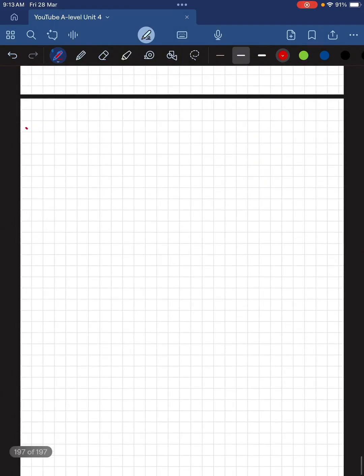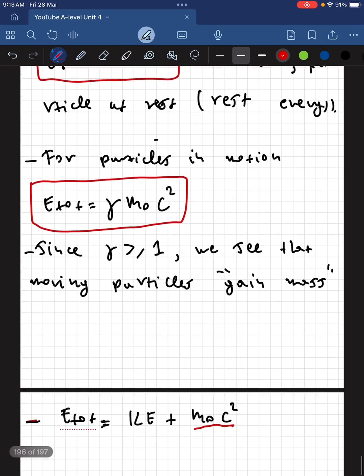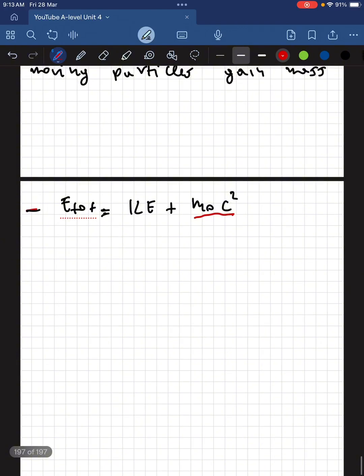Now, total energy. The total energy is equal to the kinetic energy plus the energy that a particle has due to its mass, the rest energy. So every particle carries this factor here. We just proved earlier how for really low speeds we recover this kinetic energy. But the total energy is equal to the kinetic energy plus mu c squared in relativity.